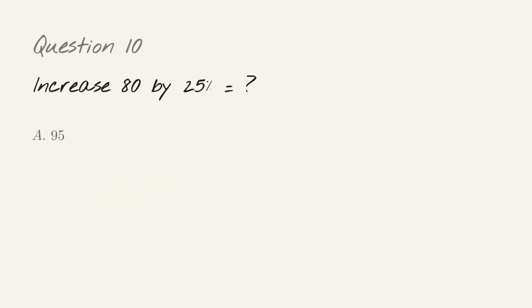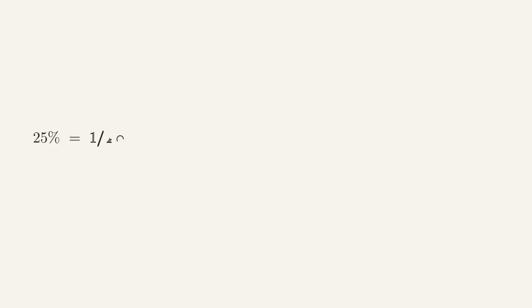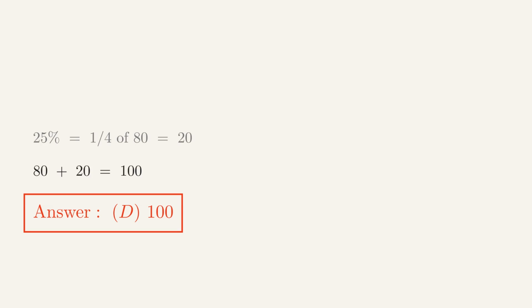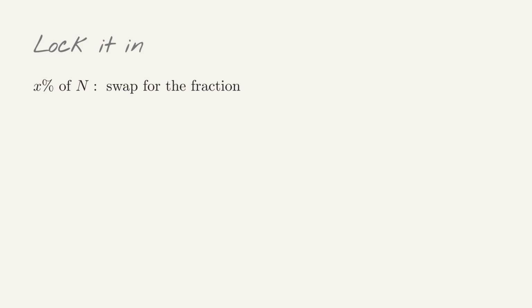Increase 80 by 25%. 25% is a quarter, and a quarter of 80 is 20, so increasing 80 by that gives 100. Spotting that 25% is just a quarter turns the whole problem into adding a quarter with no decimals involved. One idea, 4 moves.